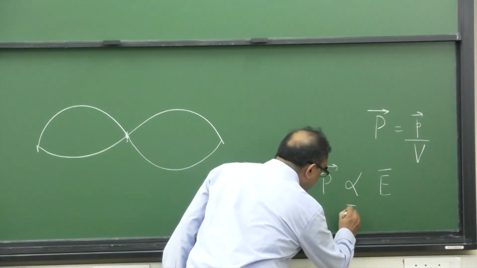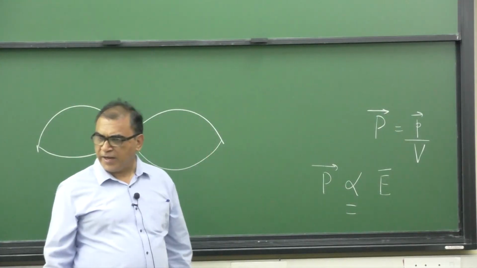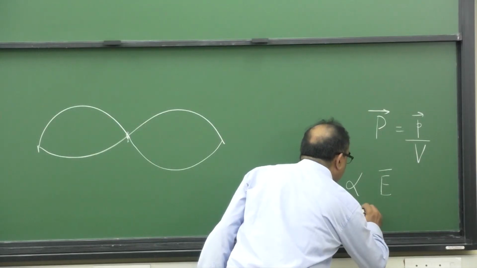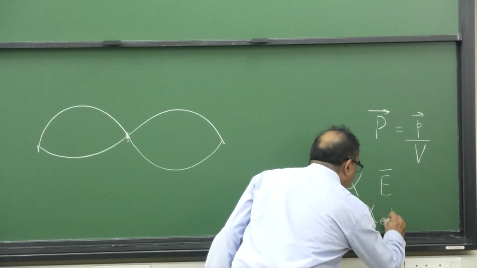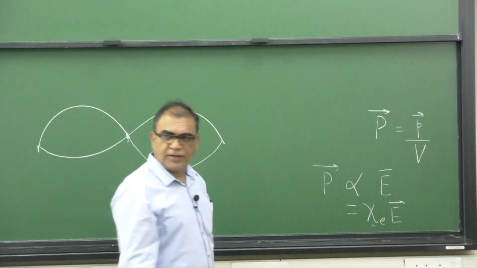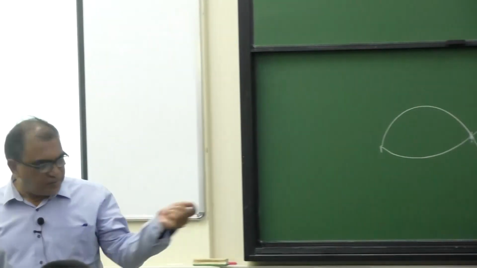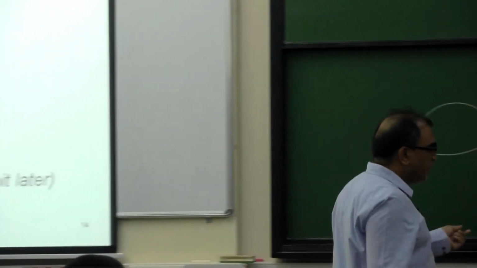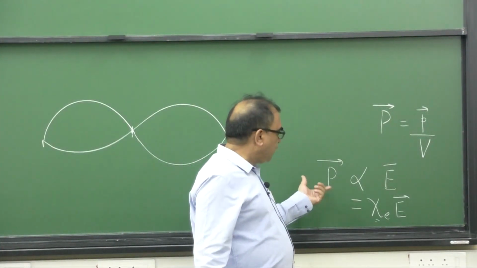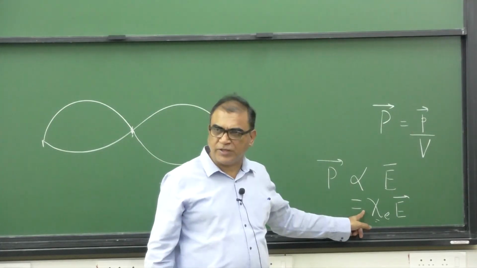If you replace this proportionality sign, you start writing chi E into E. This is the susceptibility here. There is a small thing remaining there. The question is why should the epsilon naught come here?